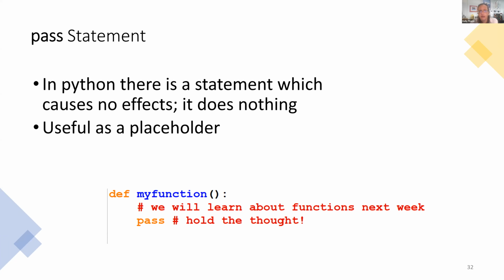We also have this idea of the pass statement. It's a statement which causes no effects. It doesn't do anything. So you might think, well, that seems silly. Why would you have something that doesn't do anything? It's very useful as a placeholder. We haven't done functions yet, but maybe we would want to create a function and we don't know what's going to go in there. So we'd put pass there, like, I'm going to get to it. It allows Python to not make an error, but to pass on to the next statement.